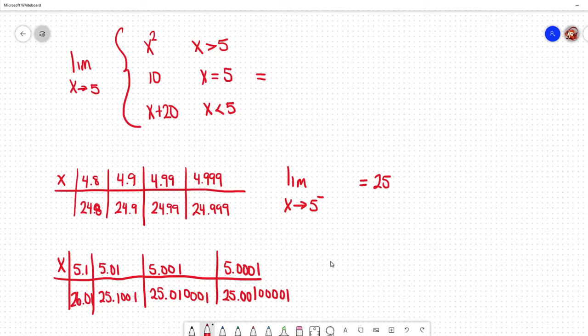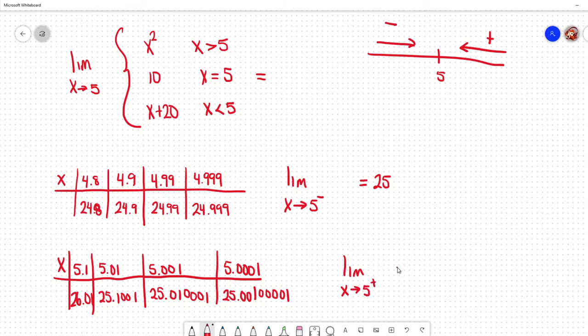So we see that now when we come from the right side, picturing again, here's 5 on a number line. We came from the left, which would have been this, and now when I come from the right, in limit notation, we would write it like so. I also am approaching 25. I'm going to call this f of x, because I don't want to write the whole piecewise function again, so I'm just going to shorthand it here. So when I come from either side, I am approaching the value 25.